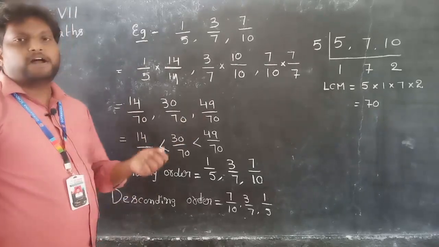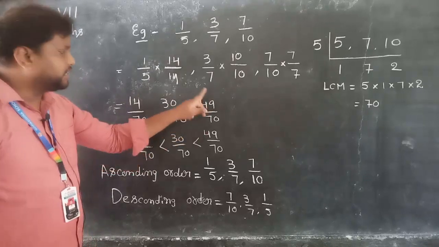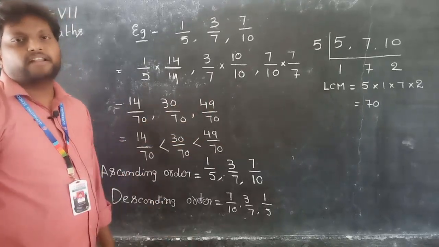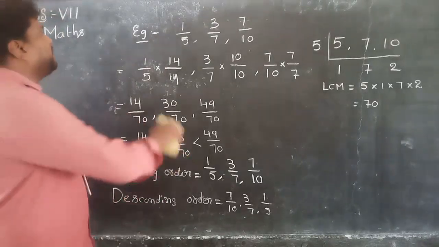Then which is the smallest numerator? That is the smallest value. Which is the highest numerator? That is the highest value. Then write the ascending order and descending order. This is the ascending order and descending order of unlike fractions.